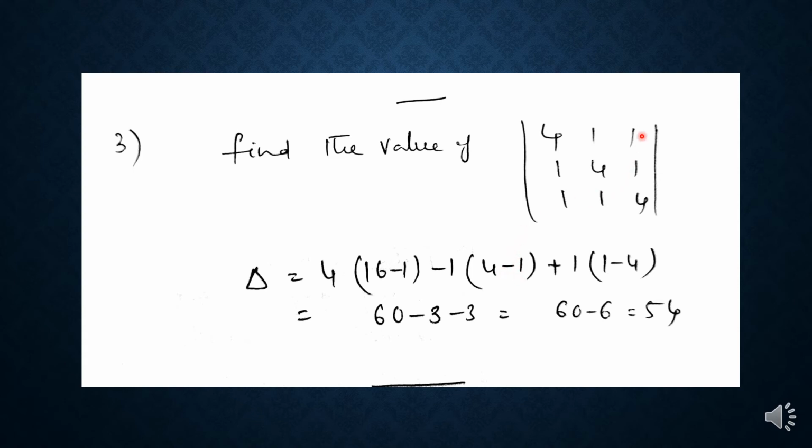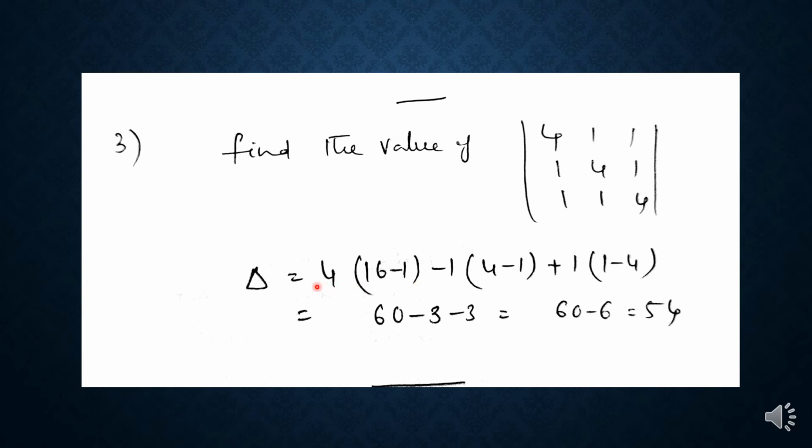Now plus 1 into, what is its cofactor? We get the plus sign only. Plus 1 into, by deleting this column and this row, we get 1, 4, 1, 1. The determinant value of this is 1 into 1, 1, minus 1 into 4, 4.